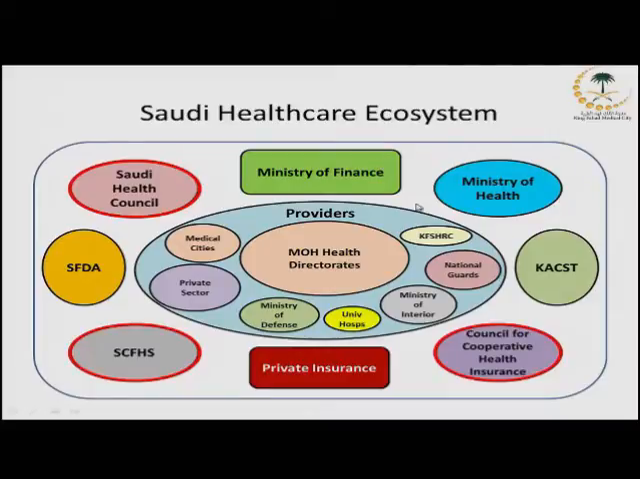Now, this is the ecosystem that has the providers, the regulators, and the payers. And if you look at it, today the Ministry of Finance is the main payer, with a little bit of payment from the private insurance. Ministry of Health comes here as a regulator, comes here as a provider, and that's another complexity. And then you have the Saudi Health Council, the Saudi Commission for Health Specialties, the Saudi FDA, CACST, and the Council for Cooperative Health Insurance. Now, there are no clear boundaries between providers, payers, and regulators in the country today. So you see, for example, a regulator who is a provider at the same time and actually provides the big chunk of healthcare provision. So there is a conflict of interest right there, and that's what the country is trying to move out of now in the new health transformation policy.